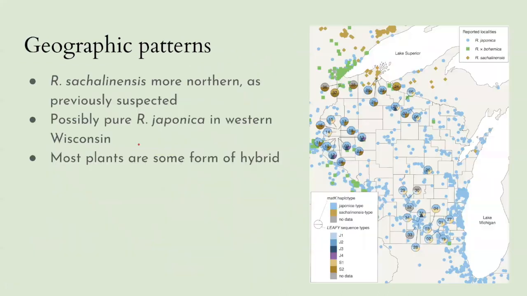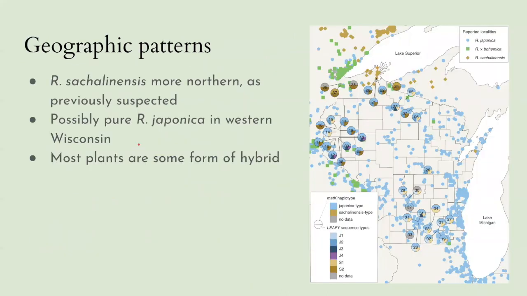As a result of what we found, we were able to develop a diagnostic PCR that can amplify the japonica type or the sachalinensis type. You can see some individuals had only sachalinensis type, some had only japonica type, and many individuals here, the columns are individuals, many individuals had one of each, as we saw in the pie charts there.